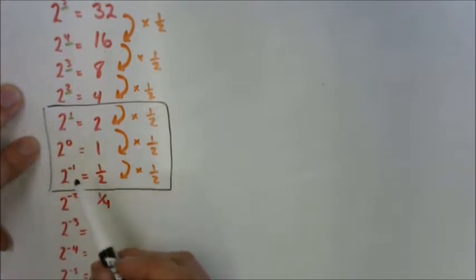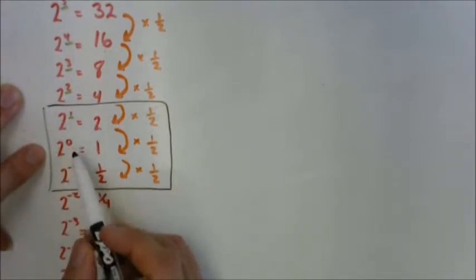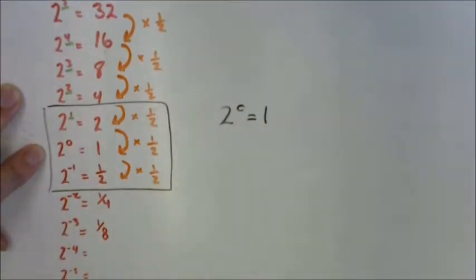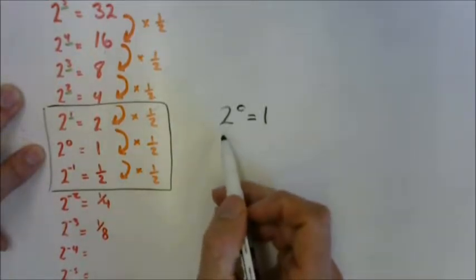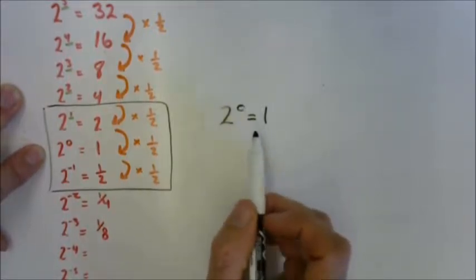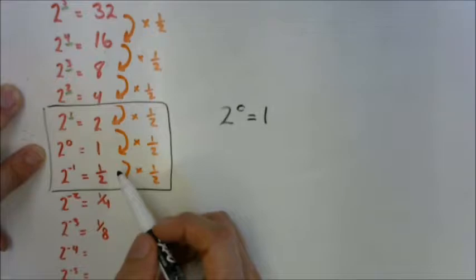Okay? In here we have 2 to the power of 0. Notice that 2 to the power of 0 does not equal 0, right? Because the graph never touches 0. So it couldn't possibly. But what we're going to describe by the end of this lesson is why 2 to the power of 0 equals 1. And part of that explanation is right here.